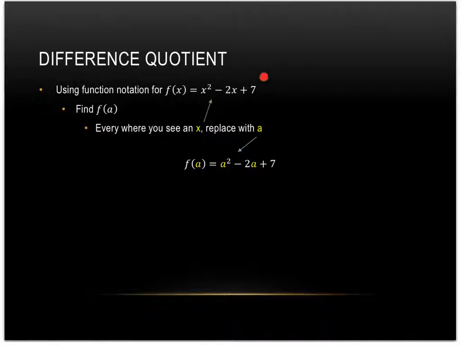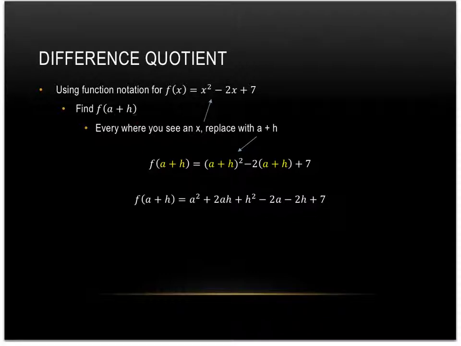All right, this difference quotient. Using function notation, so f of x equals x squared minus 2x plus 7, find f of a. So this is the same thing. I'm evaluating this function. Everywhere I see an x, I simply plug in an a.